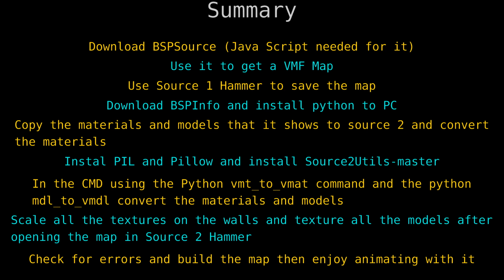Next you download BSPInfo and download a Python script for it. Find the list of materials and models, and copy and paste the files into your Source 2 addons folder. Next you need VTFEdit and convert all the images into TGAs, I believe, and have them in the addons folder. Download Source 2 Master Utils. Now download PIL and Pillow and make sure to have Python 2.7 or higher when doing this, and use the CMD in the files to convert your models and materials.